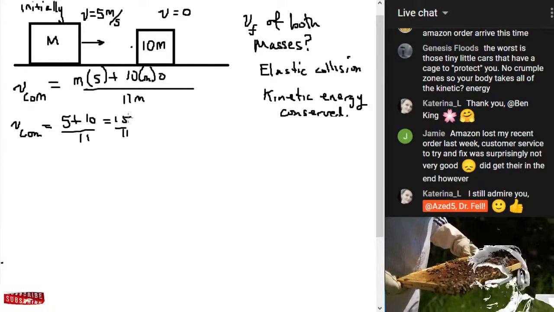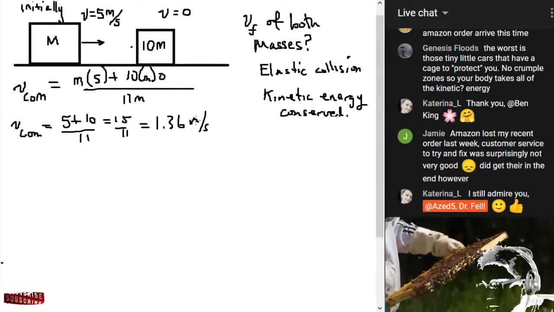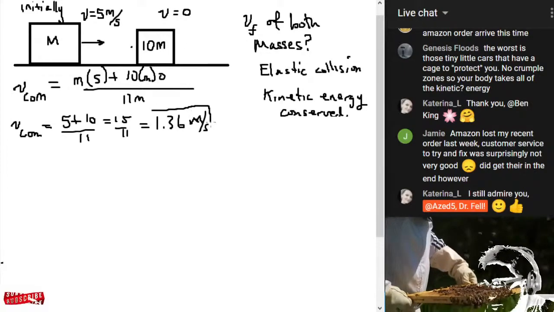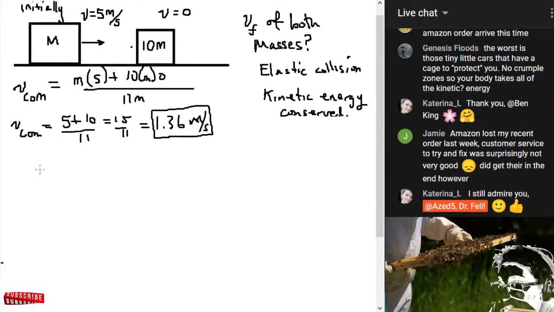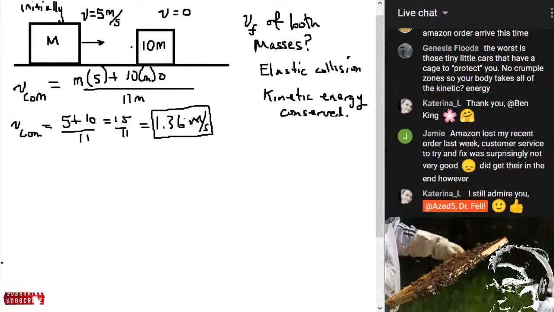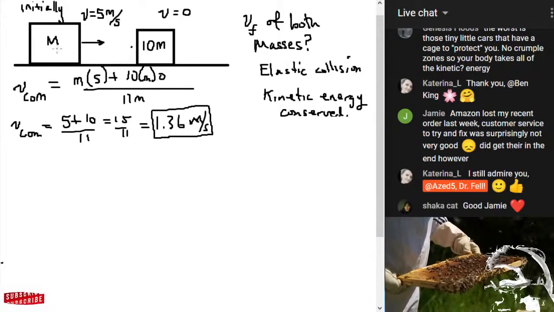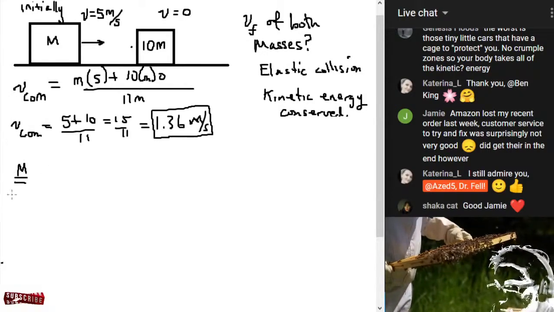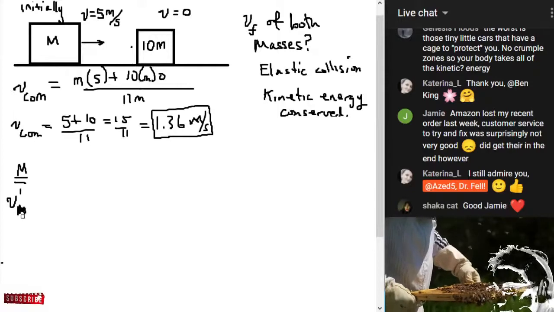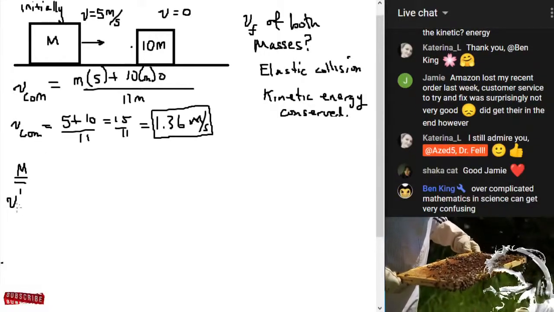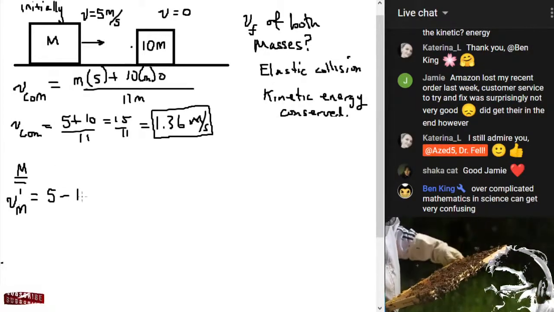Let the calculator do it: 1.36. So the center of mass velocity is moving to the right at 1.36 meters per second. This velocity is never going to change in this scenario. So if we want to figure out the velocity of mass m in the center of mass frame of reference, that'd be like if you're riding on the center of mass, what would this velocity look like to you? So mass m, we would say that velocity of mass m in the center of mass frame of reference, that little apostrophe tells you that, we would take its initial velocity and subtract the center of mass velocity.